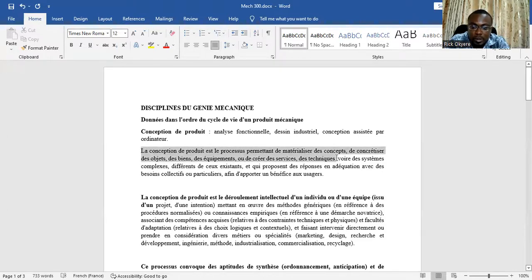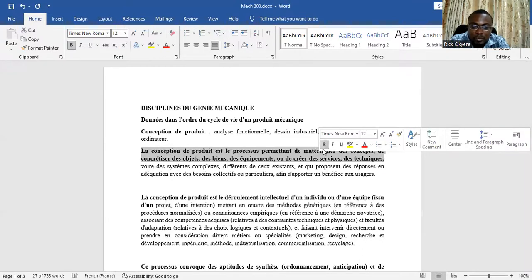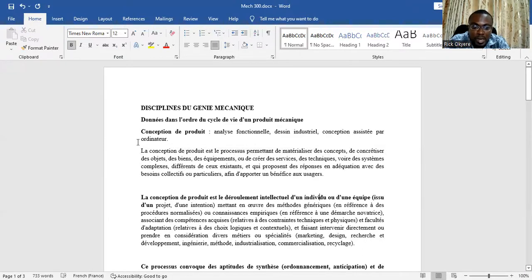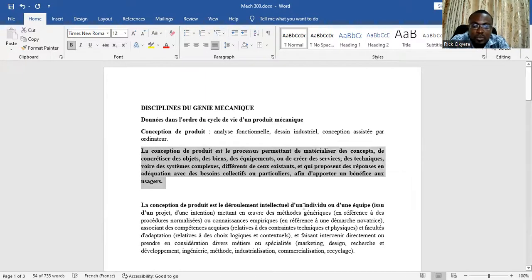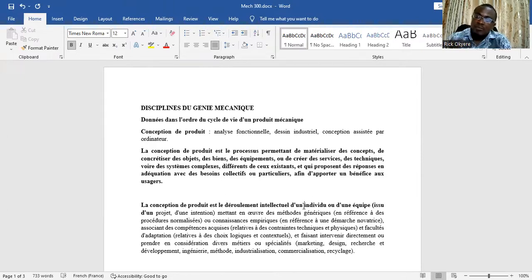Okay, so la conception de produit. Let me highlight this portion. La conception de produit est le processus. C'est un processus. It's a process permettant de matérialiser les concepts. Okay? Avant de créer un produit, before creating any product, it has to be developed in the form of a concept.